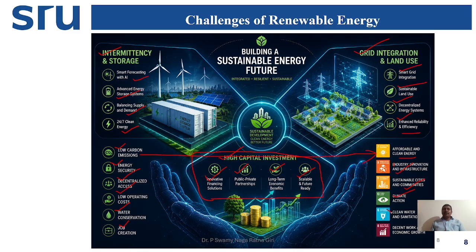Then we have clean water and sanitation. Whenever you are using a renewable energy source system, obviously proper clean water will be provided. Because of water scarcity regions, we can go with the installation of renewable energy. Decent work and economic growth also will be improved because of new job creation and better growth of the economy. So all together, even though there are challenges, we have to go with the challenges, and you have to create an innovative way from the sustainability point of view. You have to get the renewable energy source system.